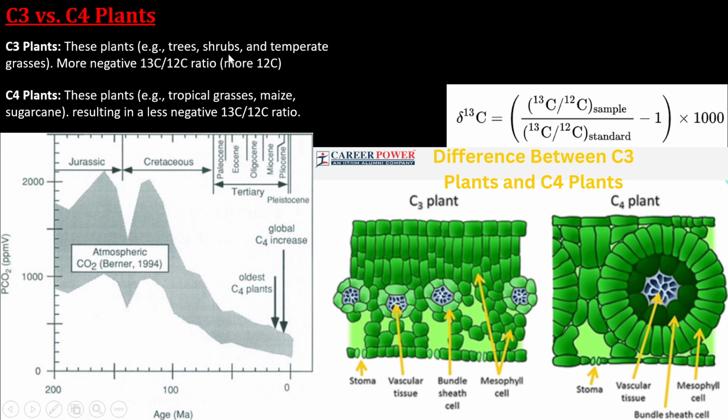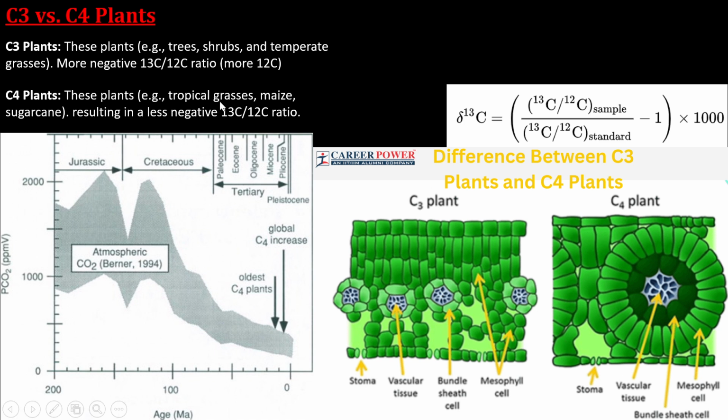C3 plants like trees, shrubs, and temperate grasses contain a more negative carbon 13 to carbon 12 ratio, meaning that C3 plants take in more carbon 12. So by this, the delta 13 carbon value will be more negative.